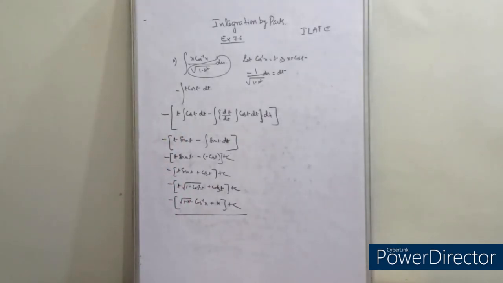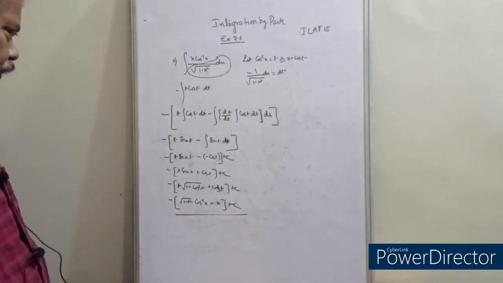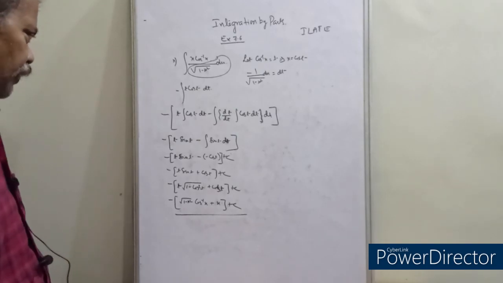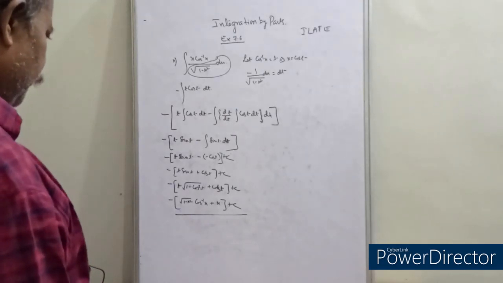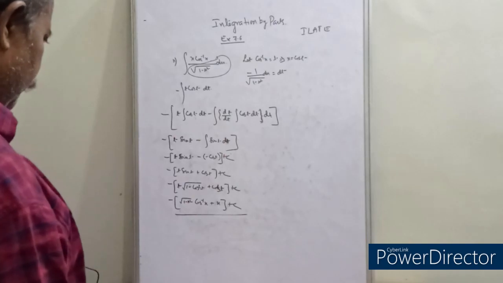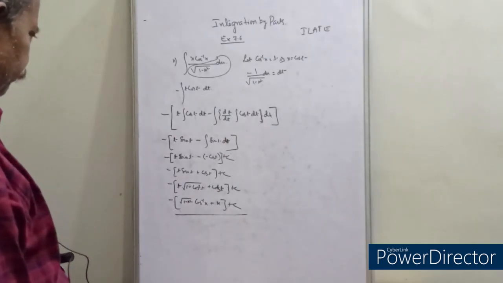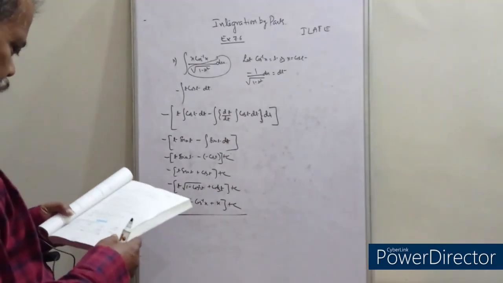So integration of cos t is sin t, and again integration of sin t is minus cos t, so minus minus becomes plus. So here the answer is correct. This will be the answer.